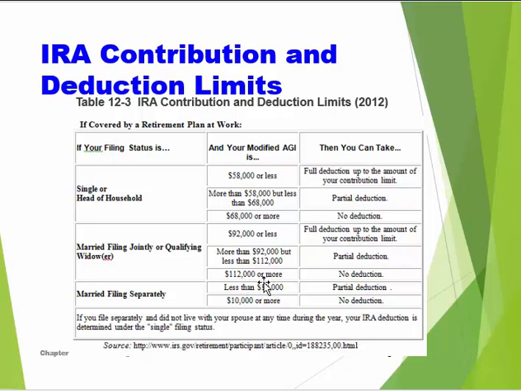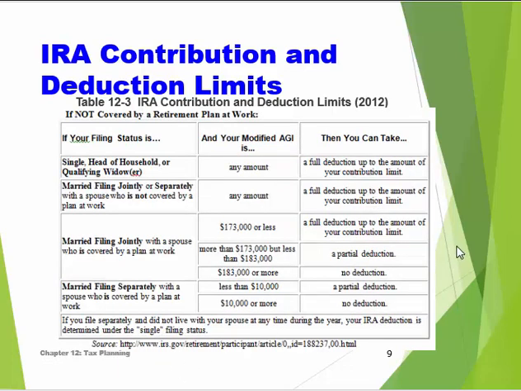But if you make over $112,000, of that $5,000 you get no deduction. So instead of it being a traditional IRA, it is now a non-deductible IRA. Anywhere in between the $92,000 and $112,000, you get partial deductions. And if you see here, the difference between that is $20,000, right? There's $5,000 difference, so essentially every $4,000 you lose $1,000 of the deduction.